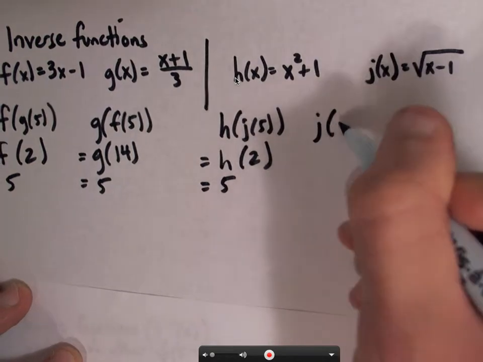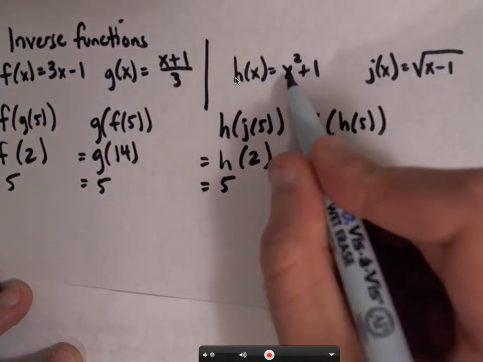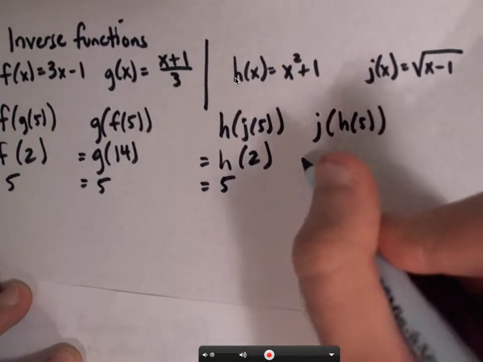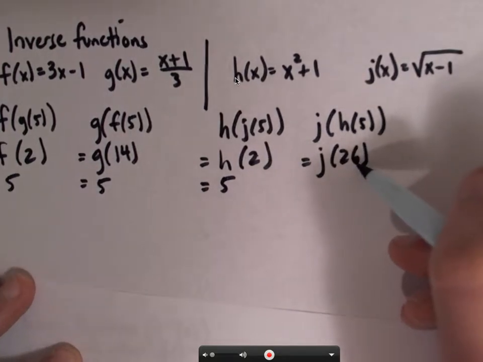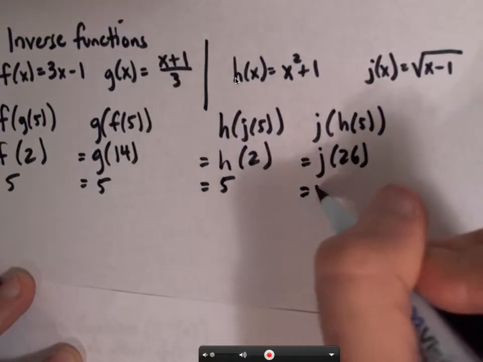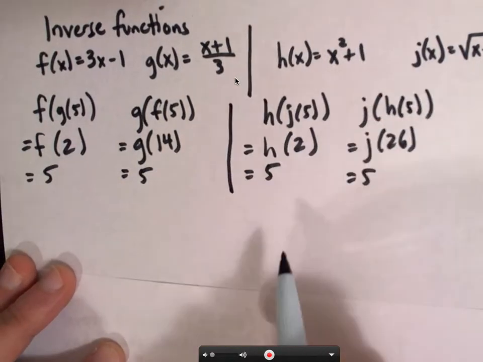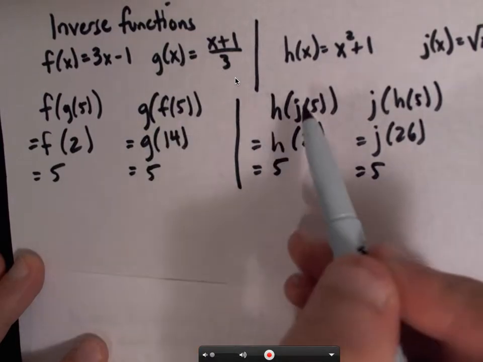Interesting. Let's take j of h of 5. Plug in a 5 here. 5 squared is 25. 25 plus 1 is 26. So j of 26. Well, what happens if I took j of 26? 26 minus 1 is 25. Square root of 25 is, you guessed it, 5. So interesting things are going on here. Basically, whatever I plug in, I'm getting the same thing back in any case.